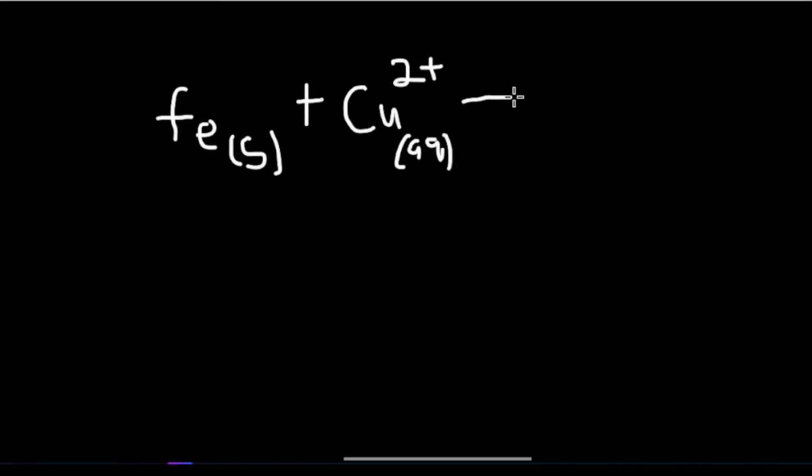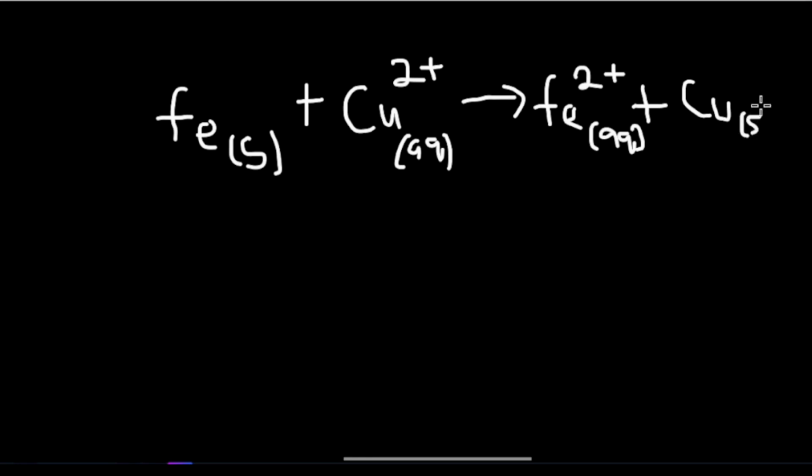And then the products of this reaction are iron, which is now in aqueous state. But now iron has become an ion with a 2 plus charge, plus copper, Cu, which is now in solid. So from this reaction, using the oxidation number, we can see that iron has gone up from 0 to 2 plus. So iron has been oxidized. Then copper has gone from 2 plus to 0, so it has been reduced. So this was just a view of oxidation and reduction, the main concepts that have to be gotten.